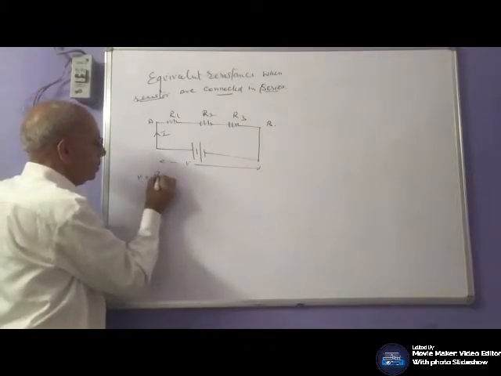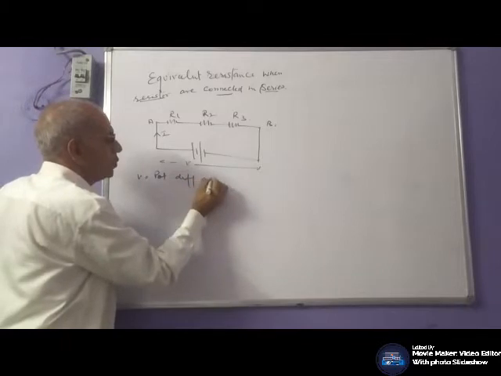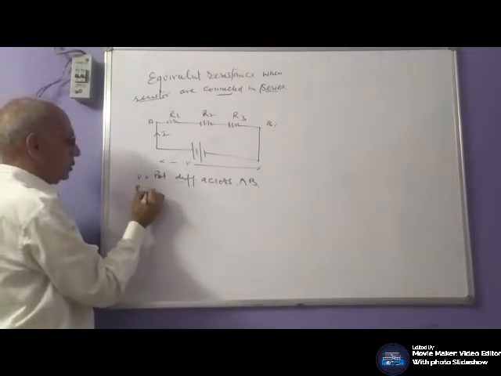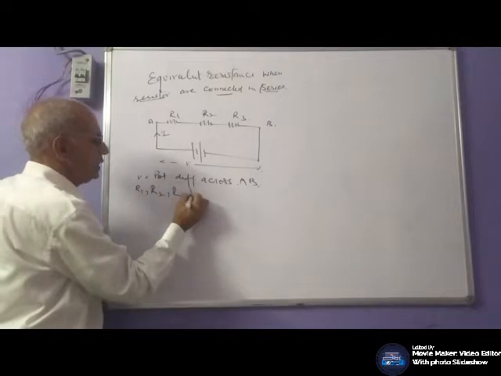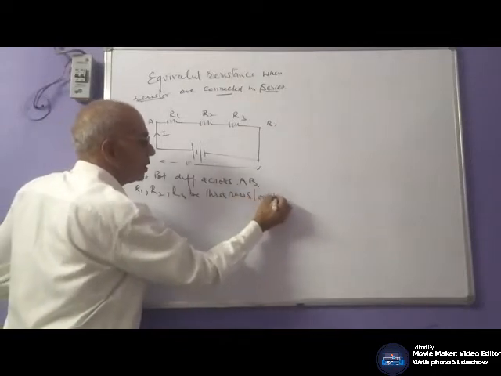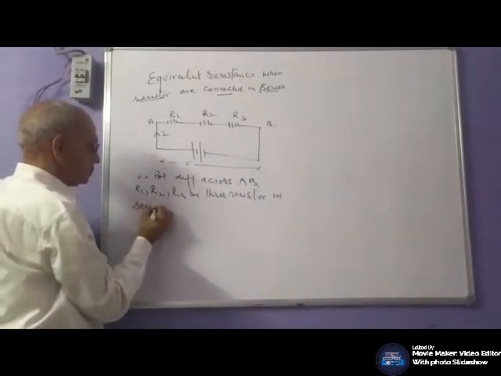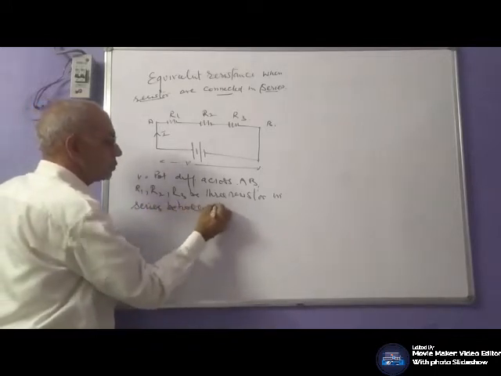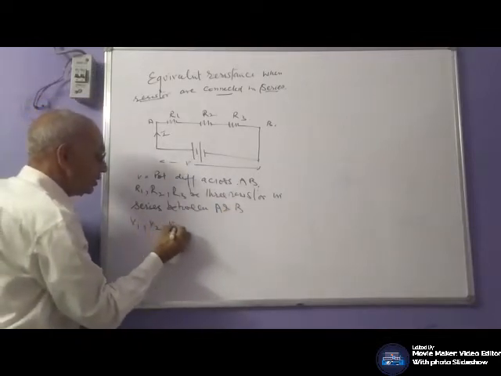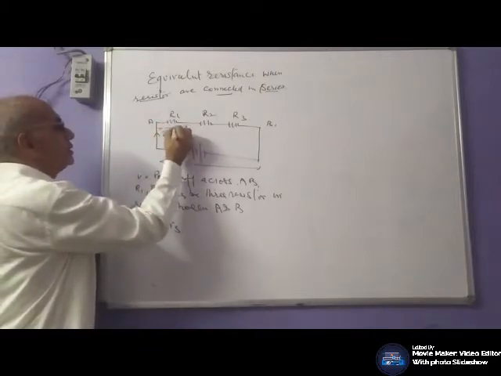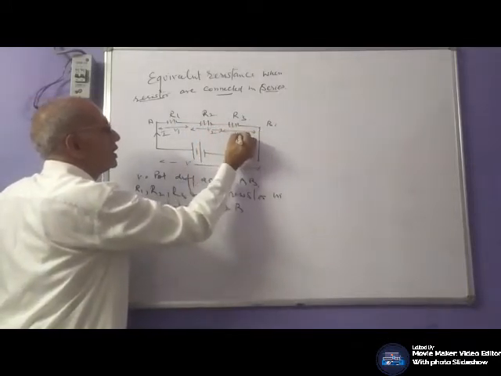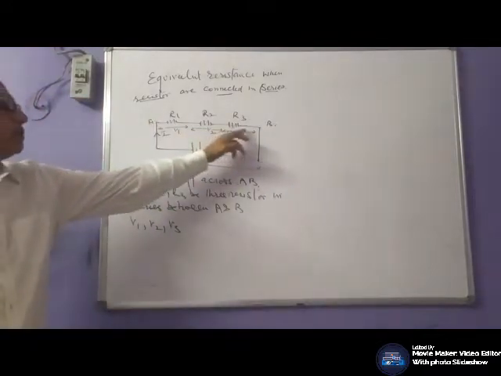V is the potential difference across AB. R1, R2, R3, three resistors in series between A and B. Say the potential difference here is V1, here is V2, here is V3. The current is the same.